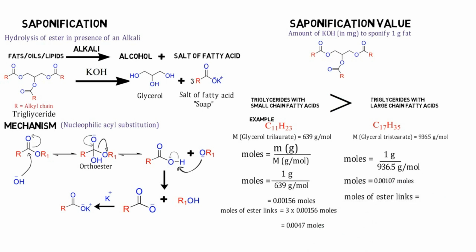On comparison of ester links in both triglycerides, we see that the triglyceride that contains relatively small chain fatty acids has more moles of ester, and therefore it will consume more potassium hydroxide. Hence, this will have a high saponification value.